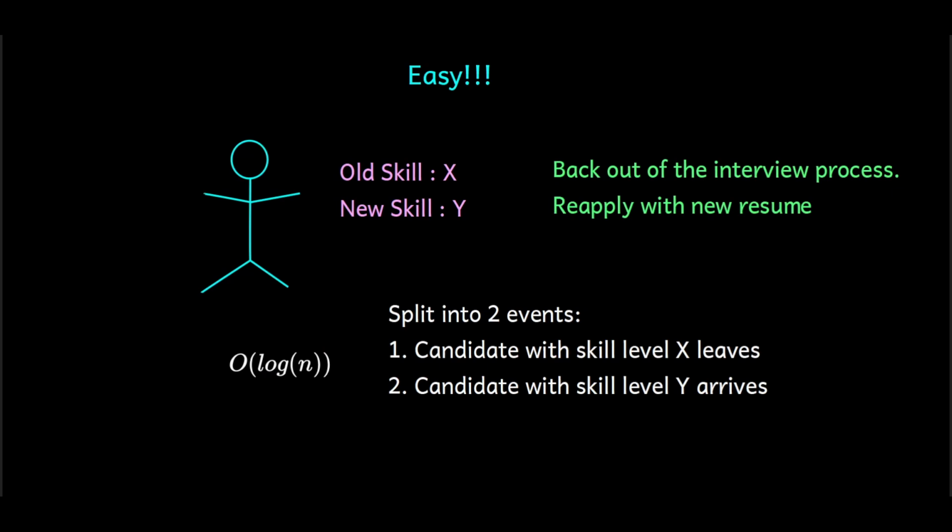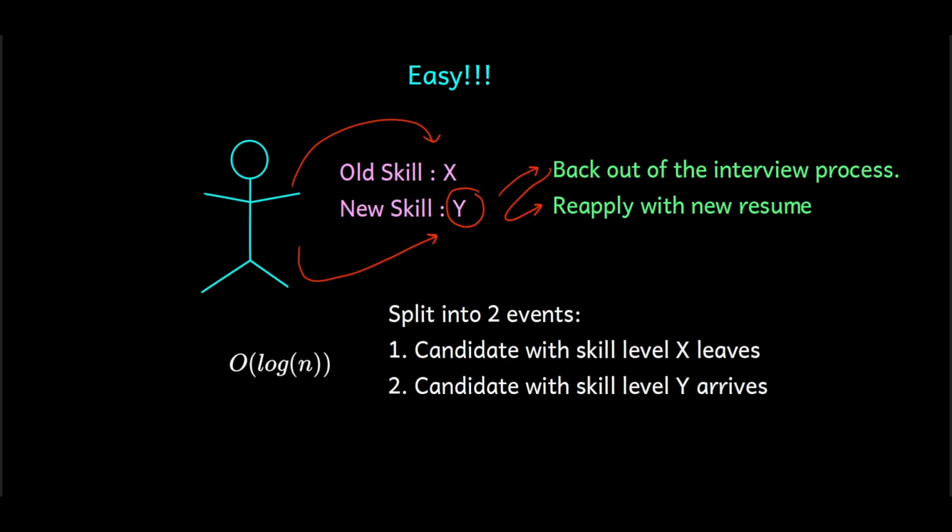In fact, it is pretty easy to handle, because if this is the candidate and his old skill was X and his new skill was Y, to handle that scenario that the skill has either increased or decreased, you can simply back out of the interview process by saying that, hey, this candidate will no longer apply for the job. And we already know how to do that because we already saw the code for backing out of an interview process. And then you can reapply with your new resume, and there you can mention that your skill level is actually Y. And we also know how to reapply because we have already seen the code of how to add a new candidate to the pool.